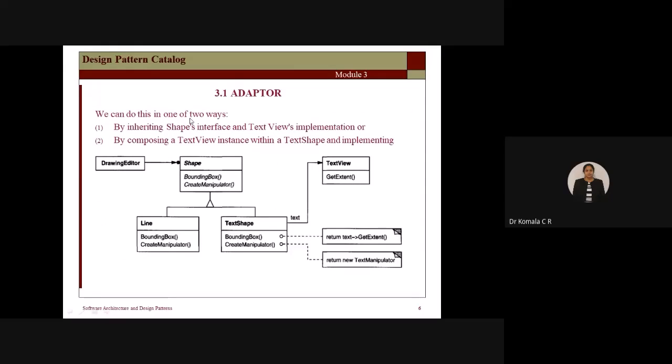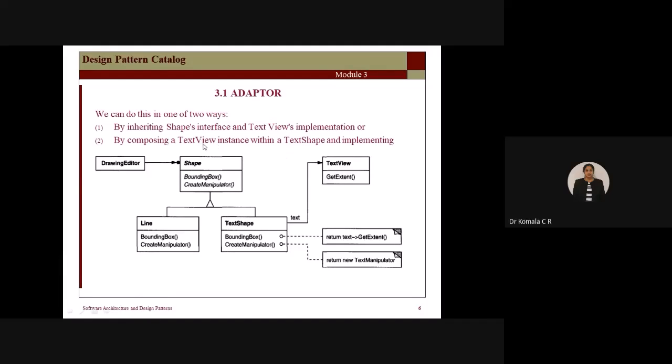We can do this in one of two ways. I have two steps to be done. One is inheriting the Shape interface into TextView. When I talk about text, I will take a main class named Shape, and I will inherit this main class into a subclass, say TextView. So by composing a TextView instance within a TextShape and implementing. That means I have a TextShape as a concrete class.